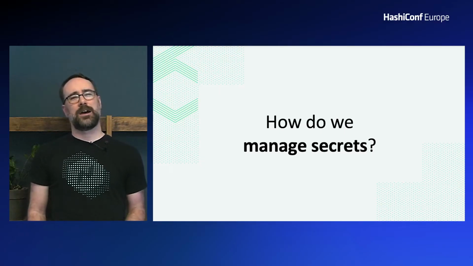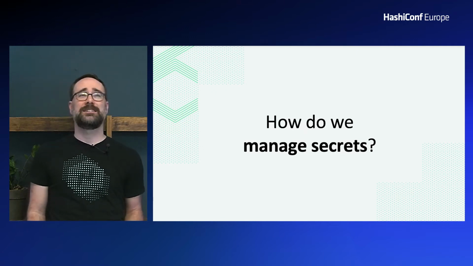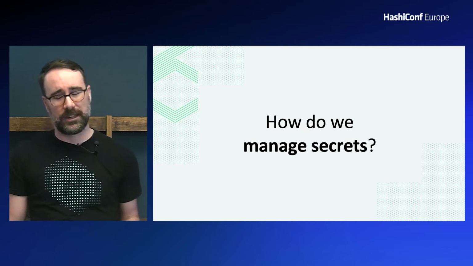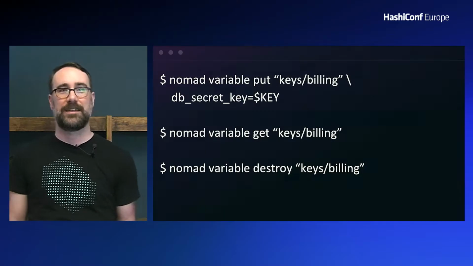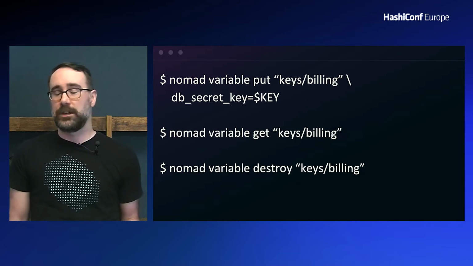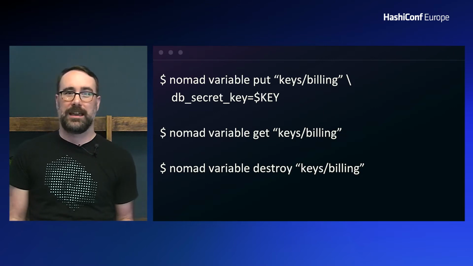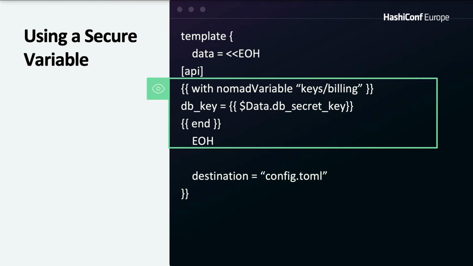Oh no, but now you have a billing service and paying users. How do you manage secrets? You need to make sure you're handling your database credentials and other secrets safely. Nomad 1.4 will add support for secure variables. Secure variables will be encrypted at rest on the Nomad servers and allow you to handle these sorts of secrets safely. Secrets can be managed via Nomad's web UI, CLI, or HTTP API. Jobs can render those secrets into templates or environment variables. In this example, the DB secret is being rendered into a TOML configuration file from the Nomad secure variable path key/billing. All of this is directly in your job specifications and can be configured from there.